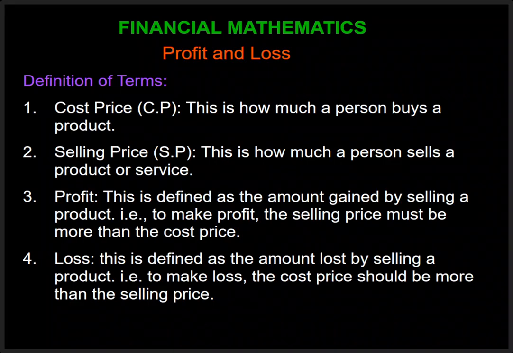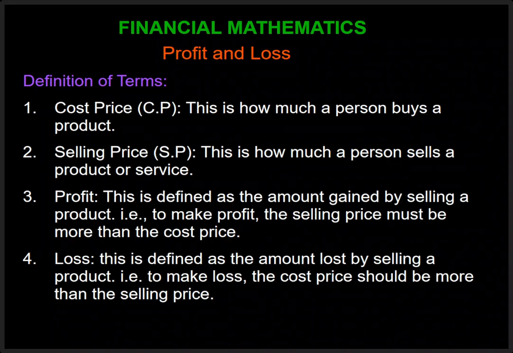So how do we make profit? To make profit, the selling price must be more than the cost price. Okay, and then loss. How do we make loss? Loss is defined as the amount lost by selling a product. So how do we do that? To make loss, the cost price must be more than the selling price.